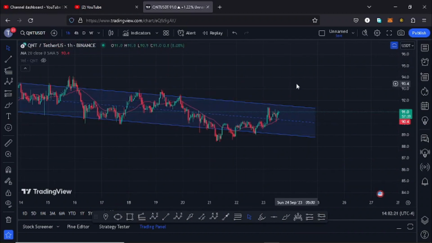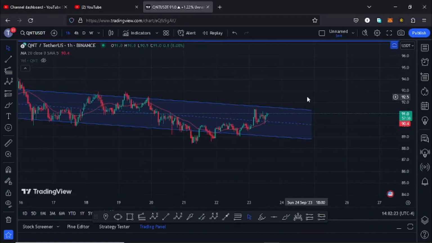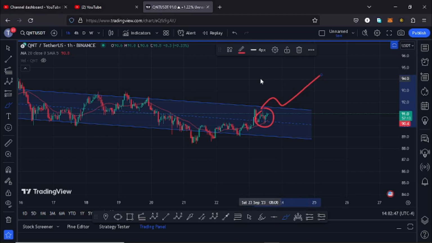At the time of this recording, QNT continues to hold above the 20-day MA, and there are chances that as long as the 20-day MA continues to hold, we can easily see a breakout of the channel to the upper side, maybe get a retest, and once the retest is in and a success, then there are high chances that QNT can give us a massive run up to the upper side and get above the $95 mark in the next coming hours.